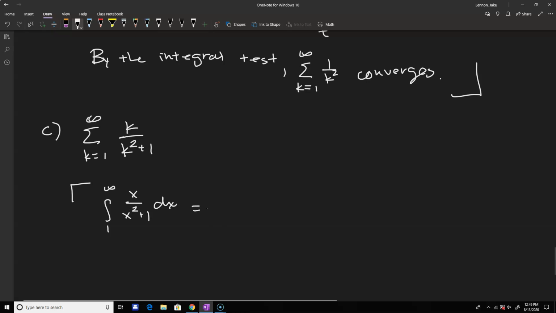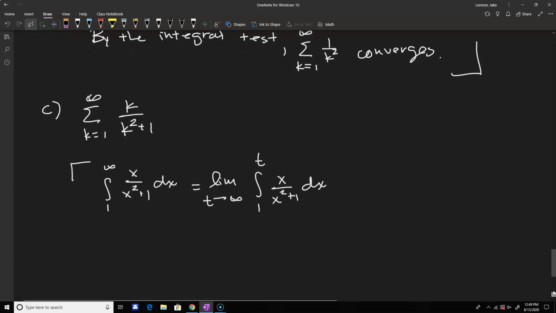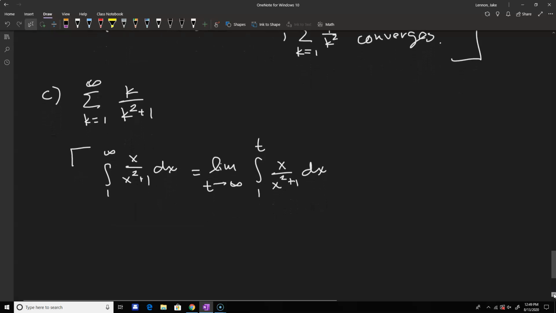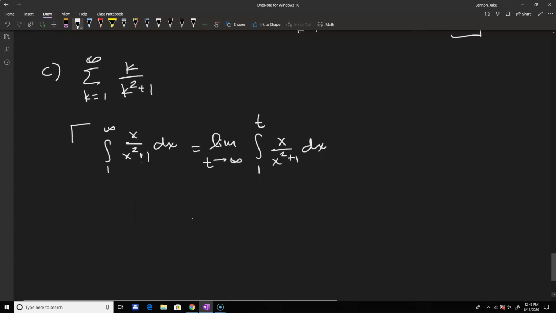So this is the limit as t goes to infinity of the integral from 1 to t of x over x squared plus 1 dx. So how is this done? Well, this is done using substitution, right? You want to let u be x squared plus 1, but we can kind of skip over that.